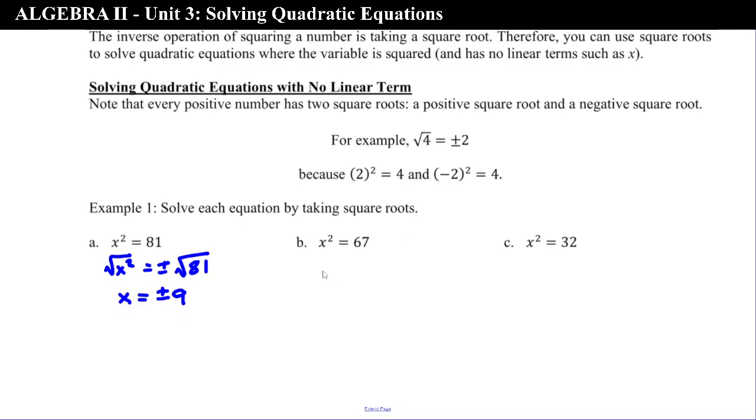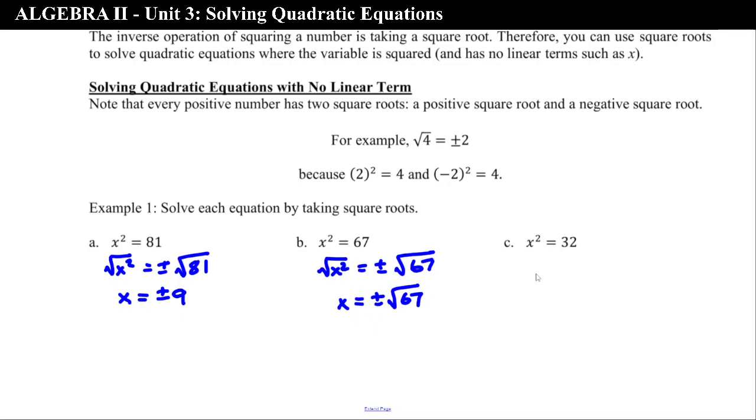So your solution is either positive 9 or negative 9. All right, for the next one, same thing. We're going to take the square root of each side, and we're going to end up with plus or minus the square root of 67. Well, the square root of 67 cannot be simplified. So our final answer is simply going to be x equals plus or minus the square root of 67.